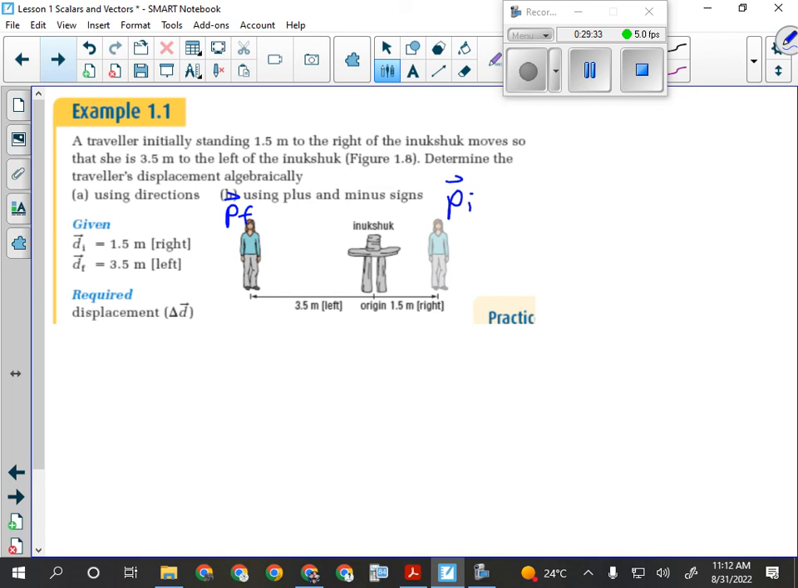So we often calculate displacement by simply doing this. We take the final position and we subtract the initial position. My final position is left. My initial position is right. How do I represent those opposite directions mathematically?